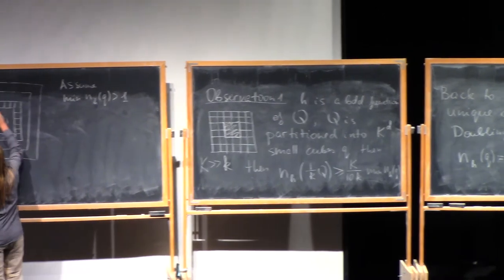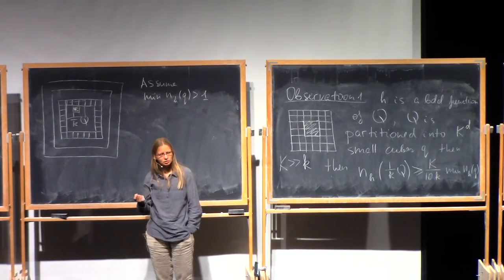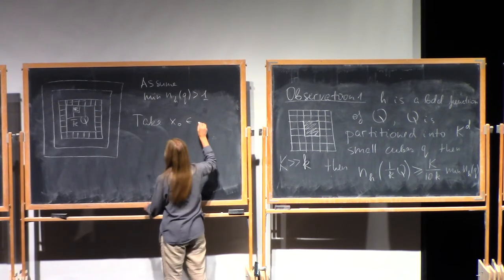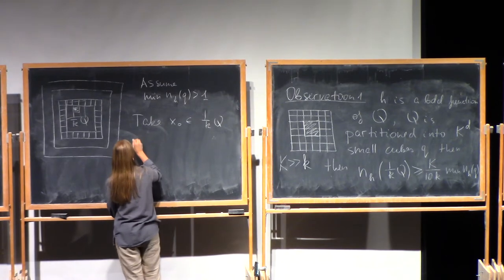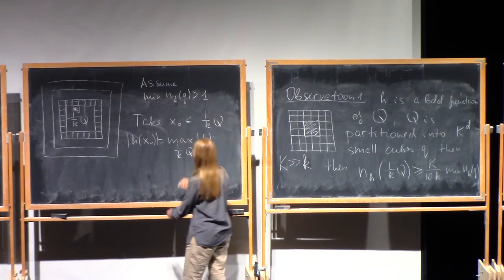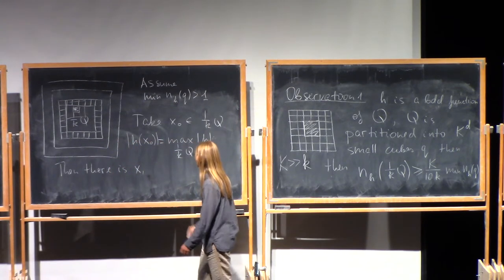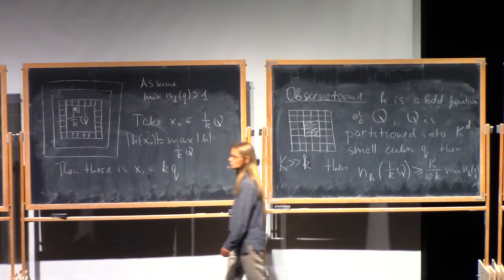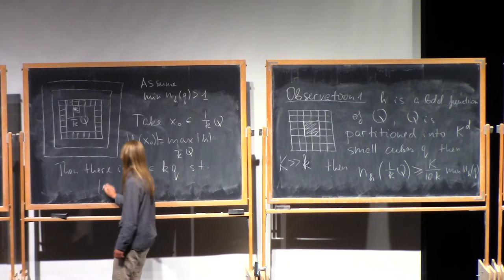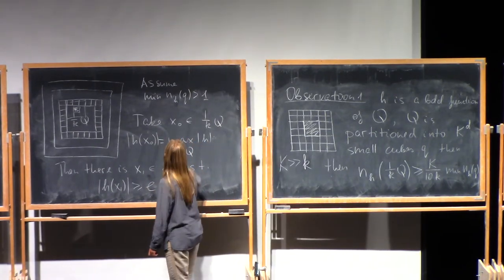So I take this cube here, not double it, but multiply it by this constant small k, and I'll find a point where the maximum is larger than before. So we can take x0 in 1 over k q such that h of x0 is equal to the maximum of h over this cube. Then we can find a point x1 in small cube q multiplied by our constant k, such that the value of x1 is at least e to the power this minimum.